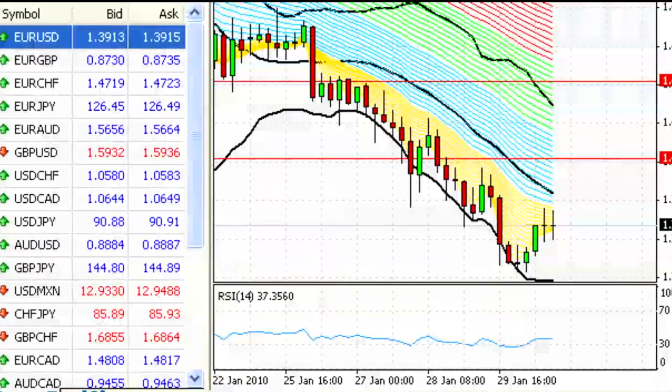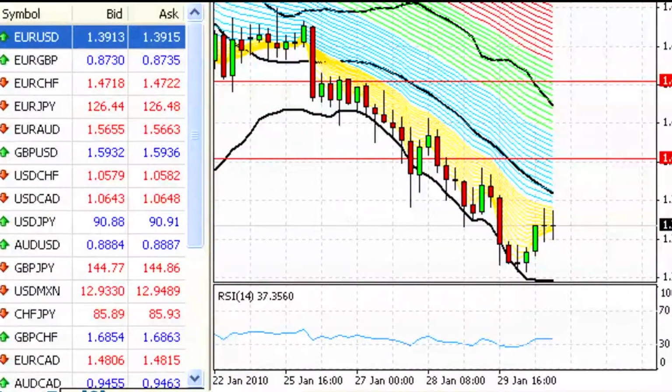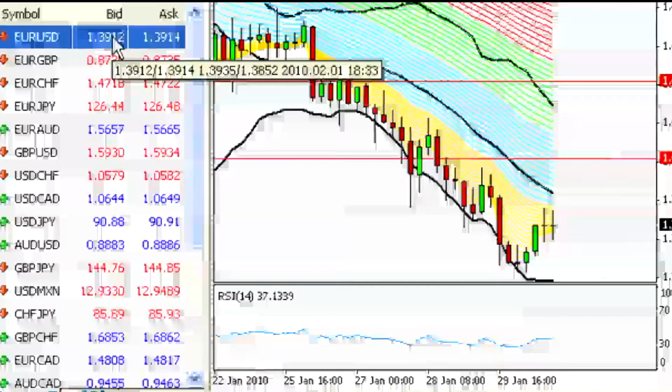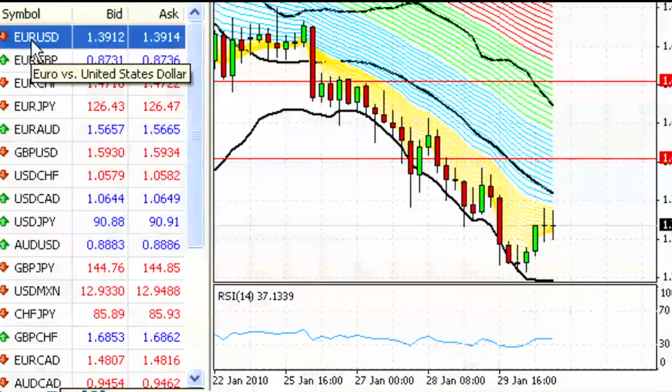In order to understand how Forex works, you must be able to read Forex quotes. A Forex quote is also known as the price of a certain currency. A quote is made up of three parts: the symbol, the bid, and the ask price. The symbol represents the two currencies that are being quoted. For example, highlighted here you see the Euro USD.